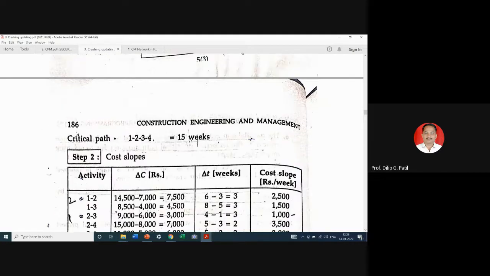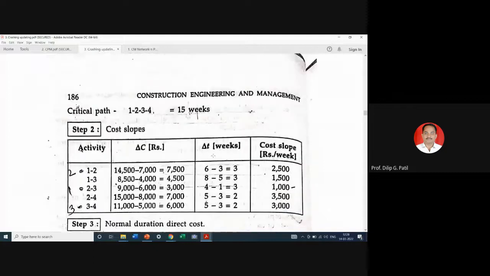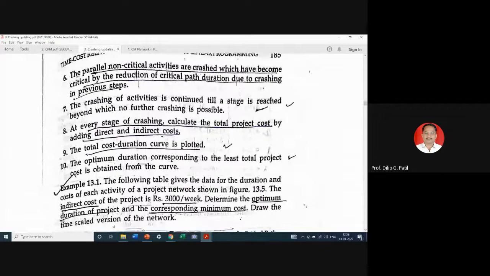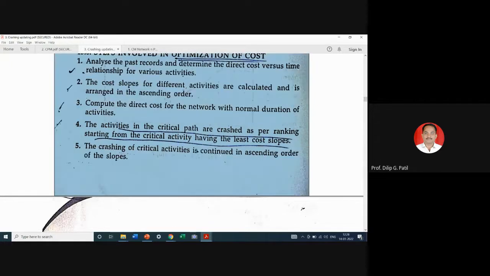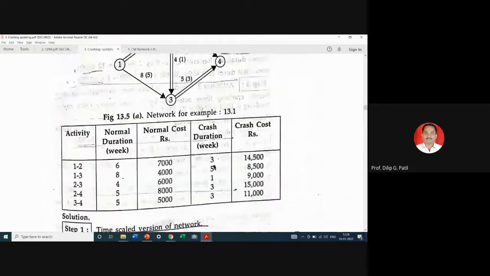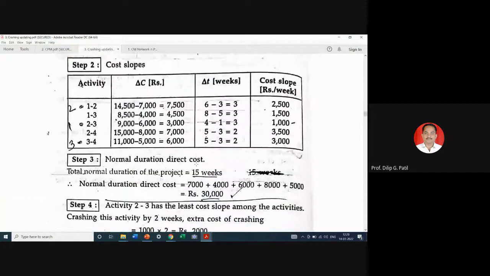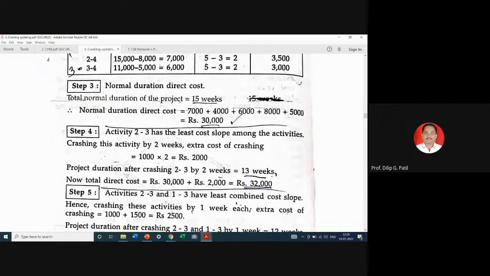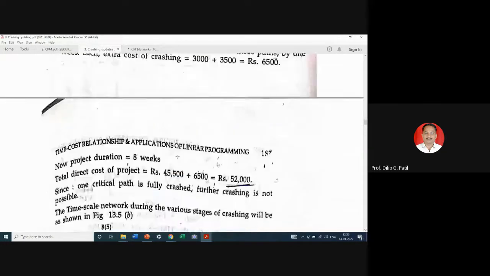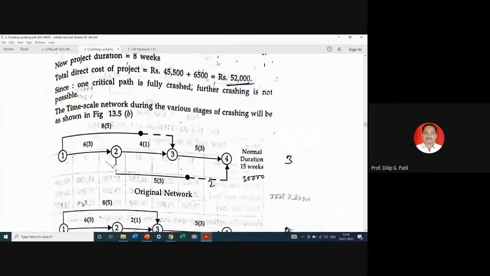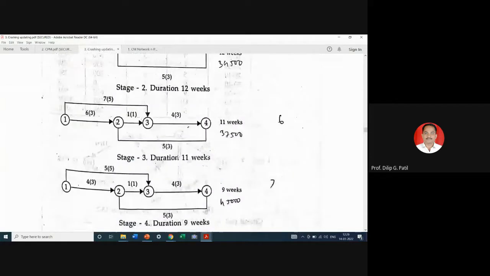So first, as per these conditions or steps given, the activities in the critical path are crashed as per the ranking, starting from the critical activity having least cost slope. हे कन्सिडर करून आपल्याला मग आता क्रॅशिंग सुरू करायचं आहे. लीस्ट कॉस्ट स्लोप कोणाचा आलेला आहे? सी हियर 1 नंबर कोणाला दिलेला आहे? 2, 3. So 2, 3 is to be crashed. So now we will see 2, 3 is to be crashed, but for which duration should we crash it.